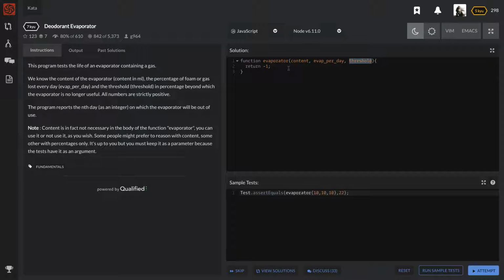And so we know that we have to do some math and some comparisons. We need to subtract what's used every day, and we have to compare that with that useful percentage. So how do we do that? While doing that, we need to keep track of how many days have passed. And so we're not going to return -1 here. They didn't even have to put that in, but whatever.